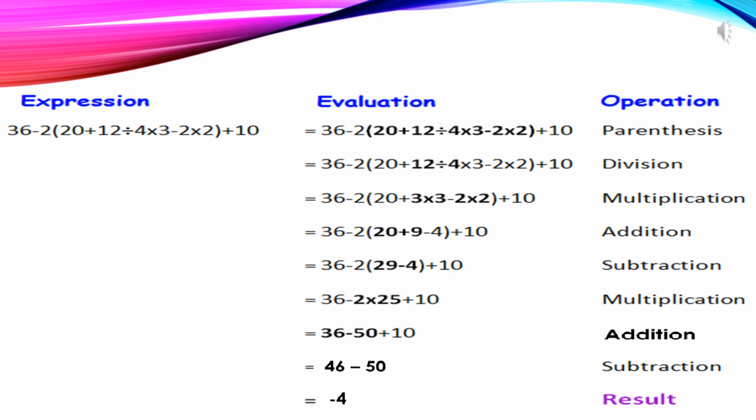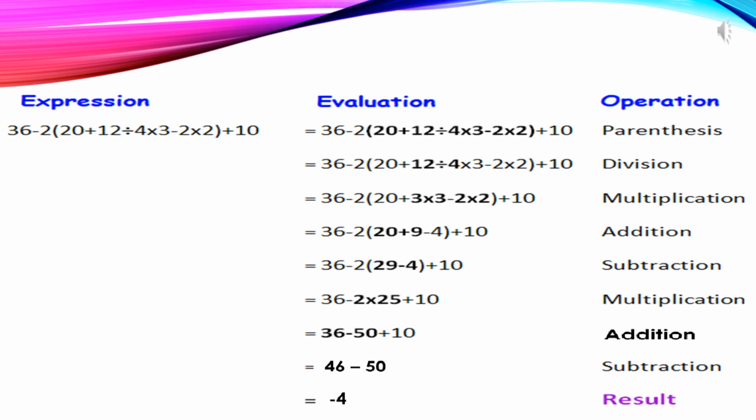In fourth step, we will solve the addition, that is 20 plus 9. 36 minus 2 bracket start, 29 minus 4 bracket close plus 10. In fifth step, we will solve the subtraction, that is 29 minus 4, and we will get 36 minus 2 multiply by 25 plus 10. Here the bracket is removed with a multiplication sign.